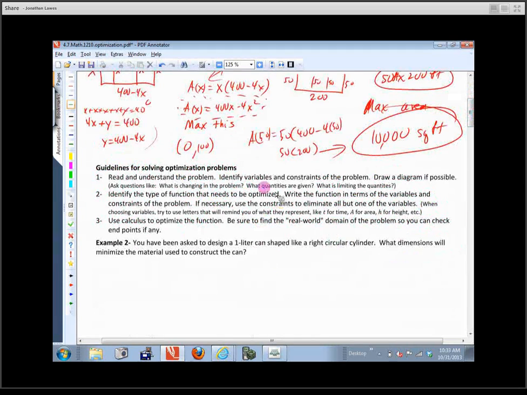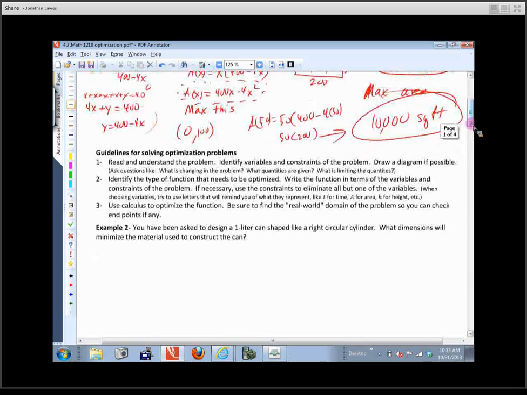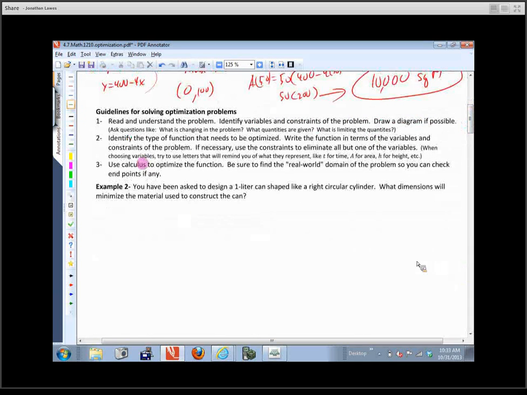Okay, what quantities are given? Like they gave us 400. They told us it had to be a rectangular shape. Okay, and what is limiting those quantities? In that one, we had 400 feet of fence. Identify the type of function that needs to be optimized. In the previous problem, it was an area function. Okay? If we want to maximize the area, we've got to come up with an area function.